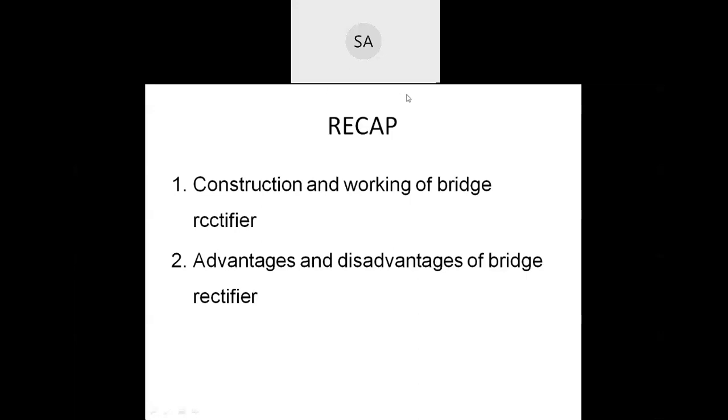Most of the time, in all electronic circuits and applications, we use bridge rectifiers. Why? Because it doesn't require the center tap, so the cost of the circuit changes, and the peak inverse voltage is also less compared to the center tap. So even though we are using four diodes, most of the time we use this bridge rectifier only.